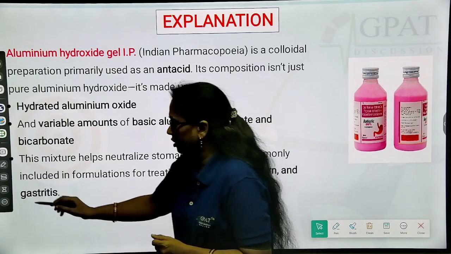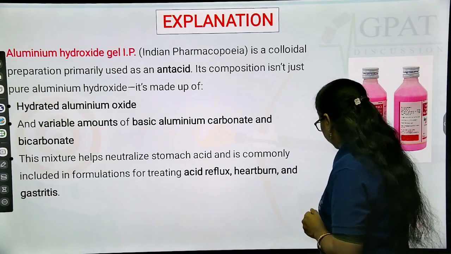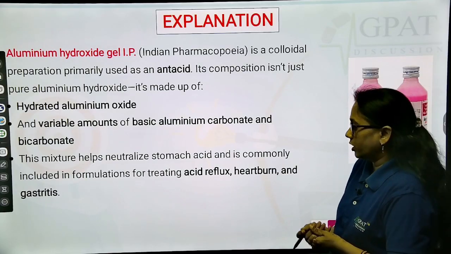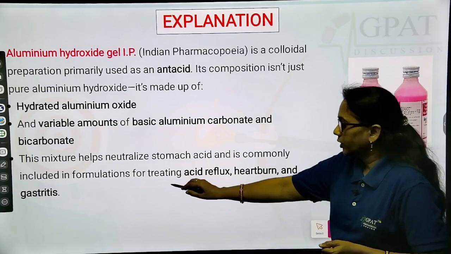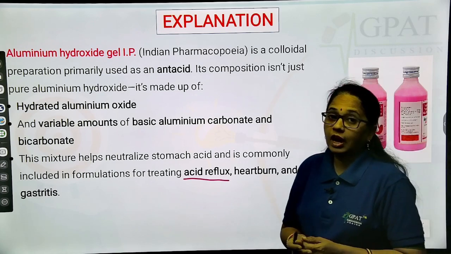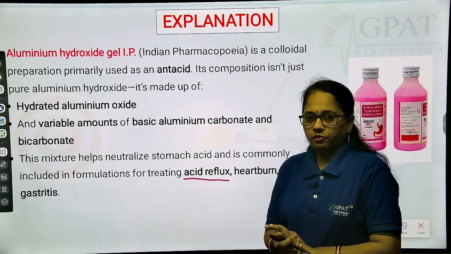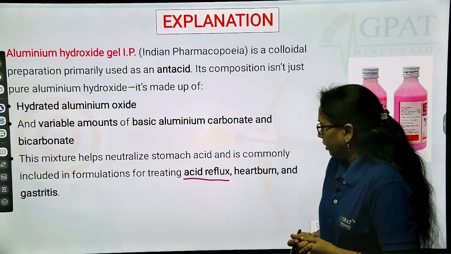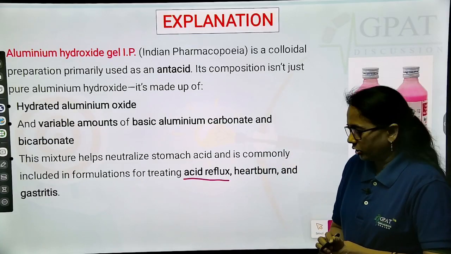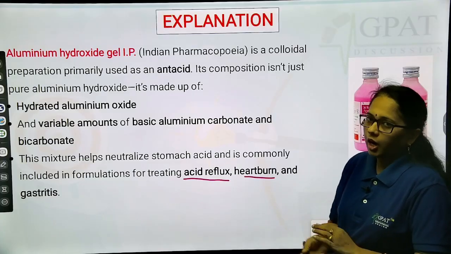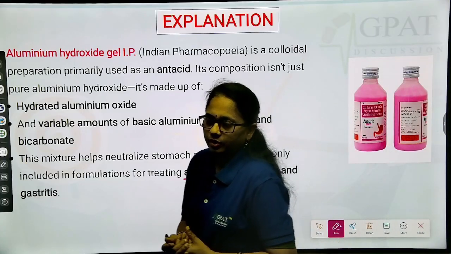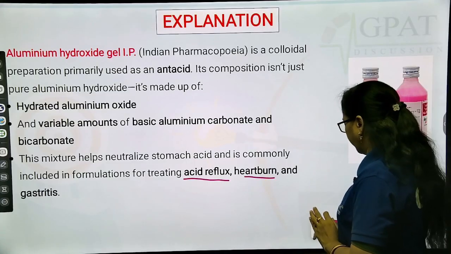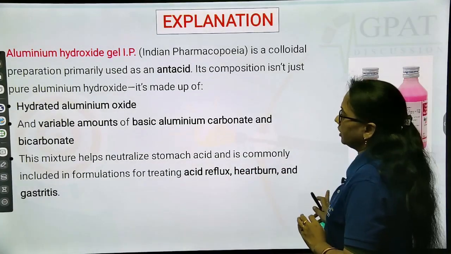This mixture is used to neutralize the increased amount of acid released in our stomach, majorly in the case of ulcers. Whenever you observe acid reflux in peptic ulcers, mostly it is used, and not only that, in heartburn and generally in gastritis problems, this aluminum hydroxide gel is mostly preferred. Okay. Let us see the next question.